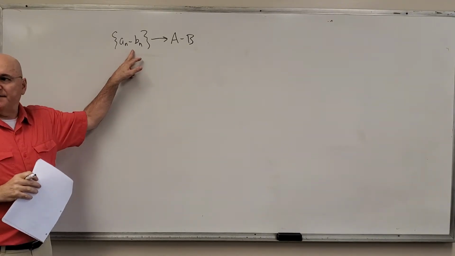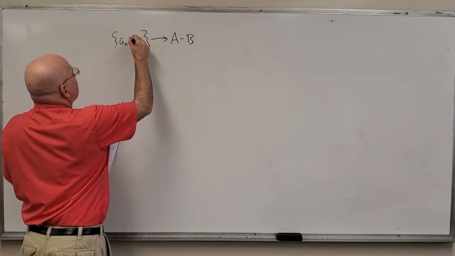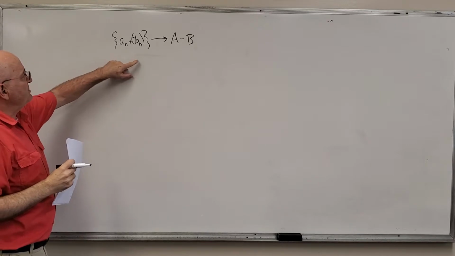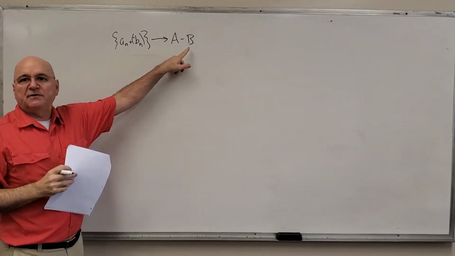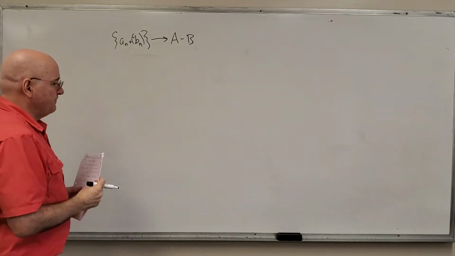That if you subtract them? Because we showed that this is the same as plus a negative bn. And an we know converges to a, and negative bn we showed converges to b. So we've got the subtraction case taken care of already.